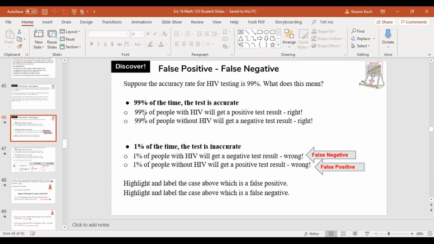But remember, what's the complement of this? 1% of the time, the test is going to be inaccurate for some reason. 1% of the people with HIV are going to get a negative result, and that's going to be wrong. They actually have it, but for some reason the test didn't pick up on it. That's what we consider a false negative. And then 1% of the people who don't have HIV are going to test positive. That is also wrong, and that's called a false positive.